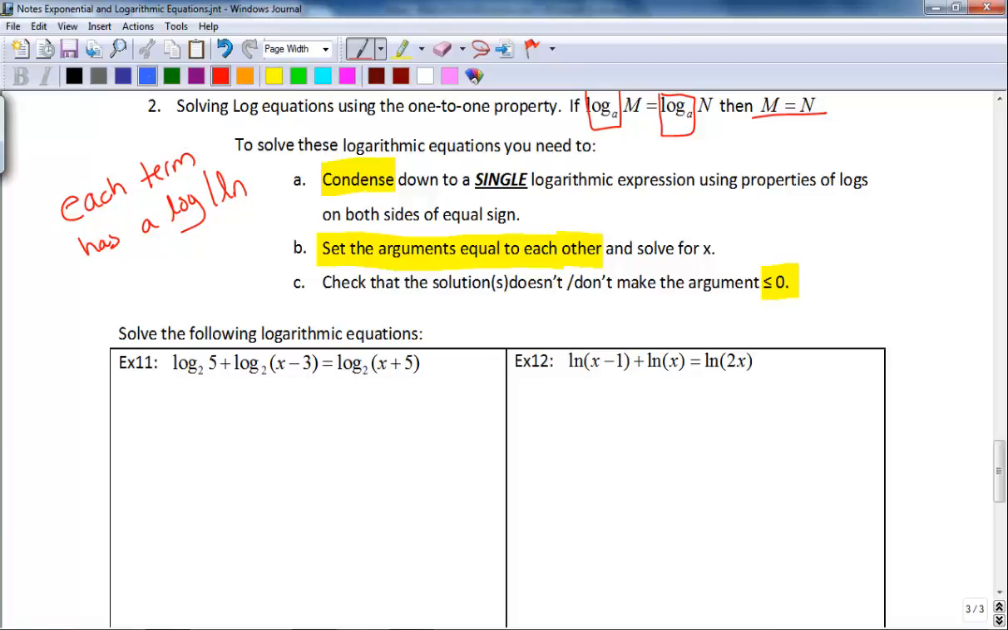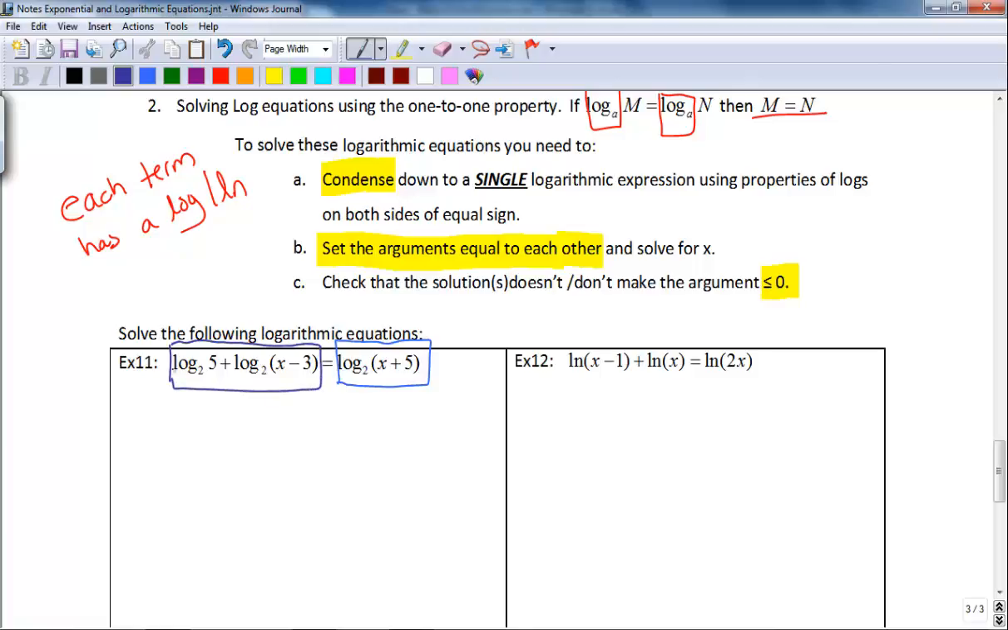So the first thing that we want to do is condense down to one log on both sides. Well, let's look here on the right. On the right-hand side, I am completely condensed. I only have log base 2 of something. But on the left-hand side here, I have 2 logs. So I need to condense these down to a single log.